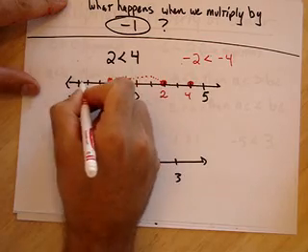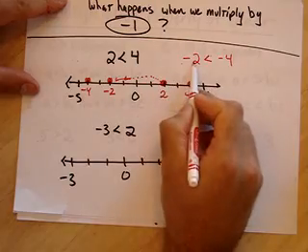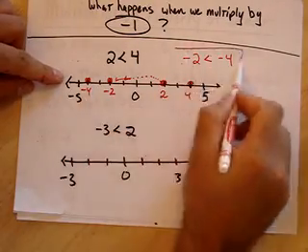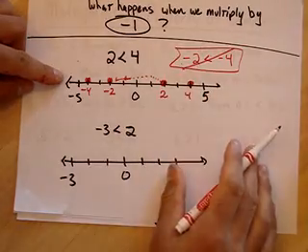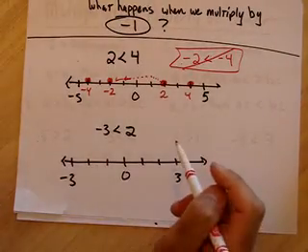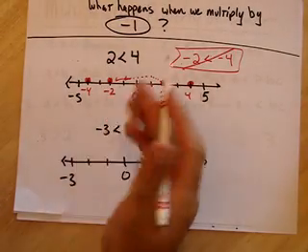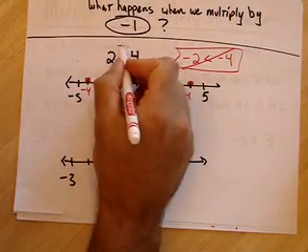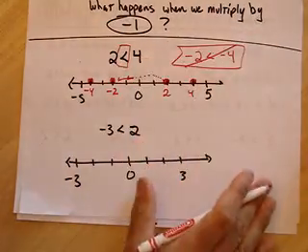Let's see. Is negative 2 to the left of negative 4? No. Negative 2 is not. This is not true. I can't multiply both sides by negative 1 and still be true. What happens? When I flipped it across like this, the sign should flip with it, because now I'm taking the opposites.